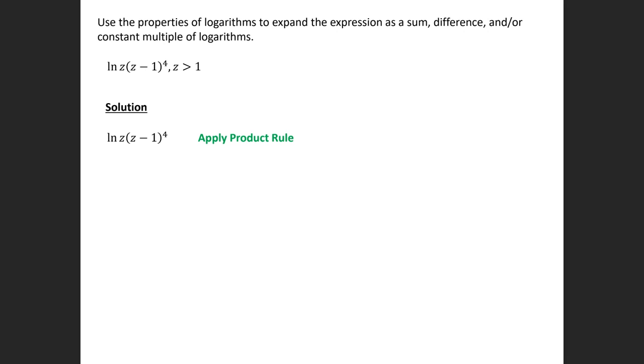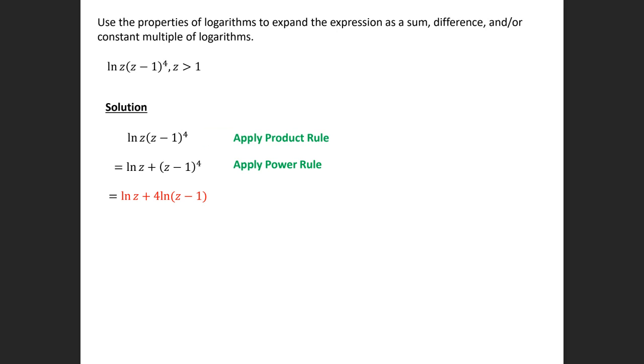We've got to be careful on the order, but the first thing we can do is the product rule. I see that I have two things being multiplied by each other: the natural log of z times z minus 1 to the 4th power. So I can separate these two logs with the natural log of z plus, and I'm forgetting the natural log here. Let me rewrite it.